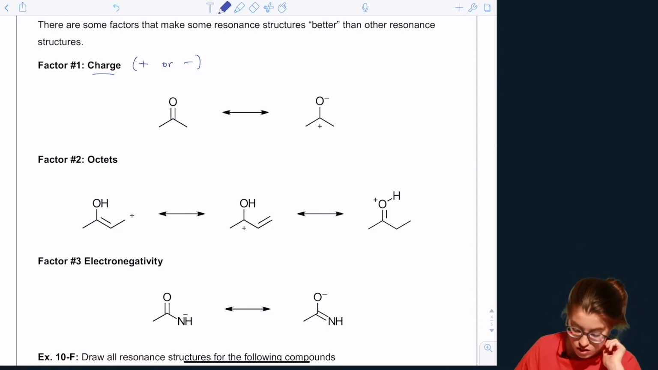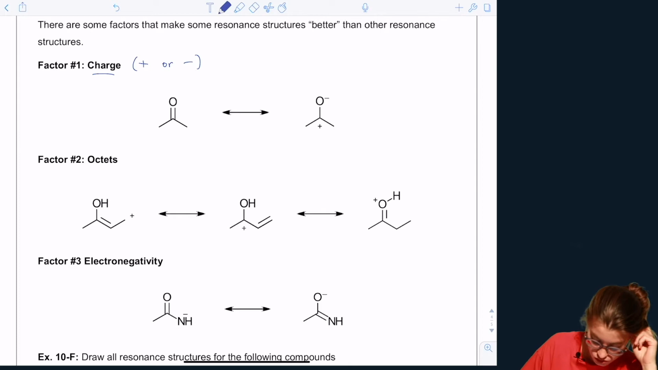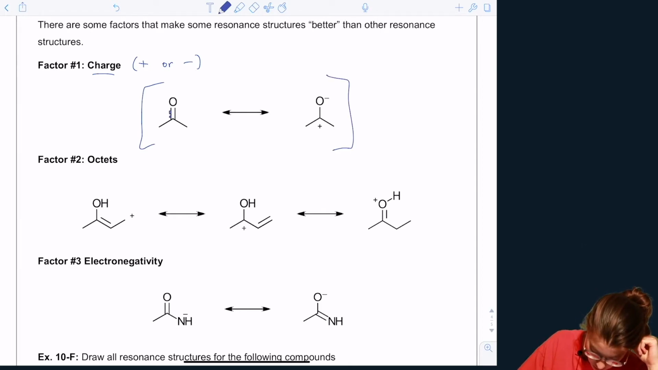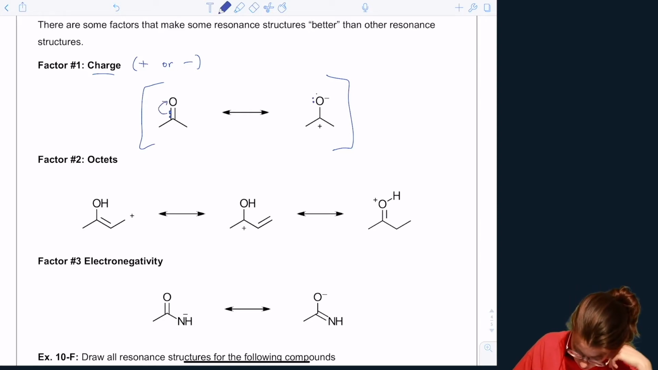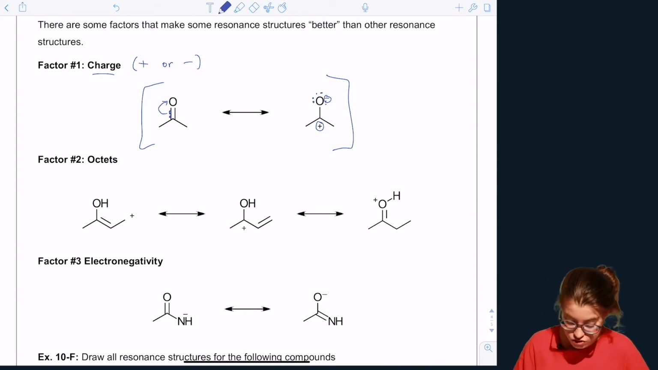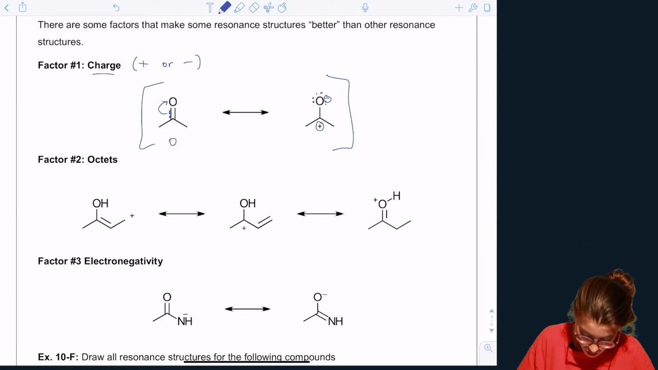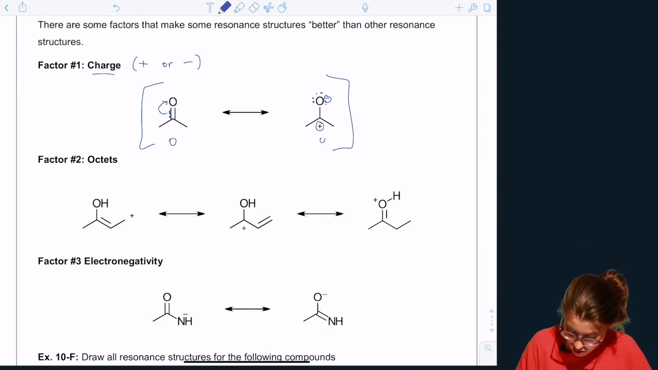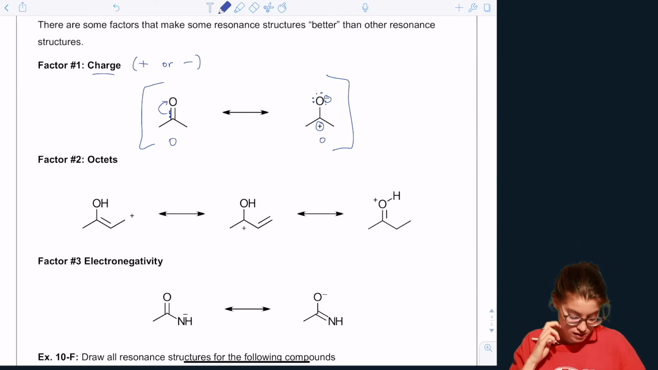Here we do have a valid resonance structure set up, because the pi electrons can go up onto the oxygen, causing the oxygen to be negative and the carbon to have a positive charge. This is correct. The overall net charge is the same. Here the overall net charge is 0, and in this structure the overall net charge is 0. So this is a valid resonance structure. However, one of these is more stable than the other.